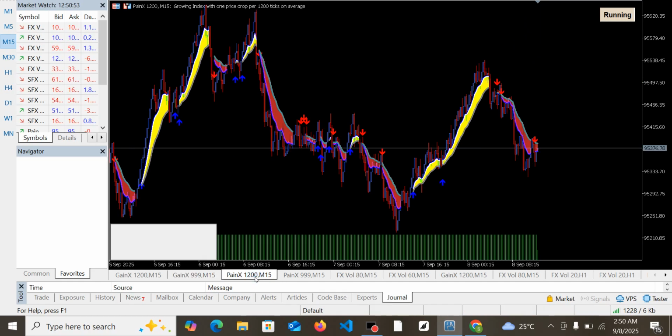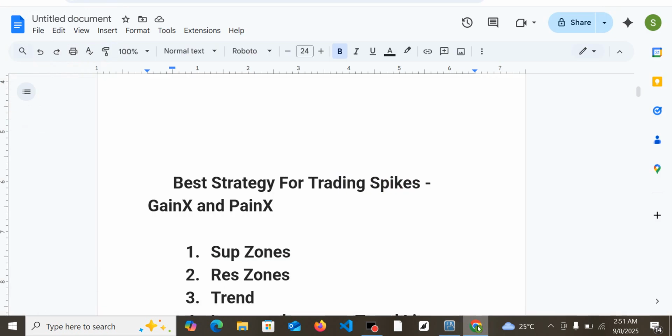But if it is PainX, spikes will happen at the resistance region. That is why it is important for you to know the support zones and the resistance zones. For GainX, spikes will happen at the support zones. Then for PainX, spikes will only happen at the resistance zones. So this is very, very important.